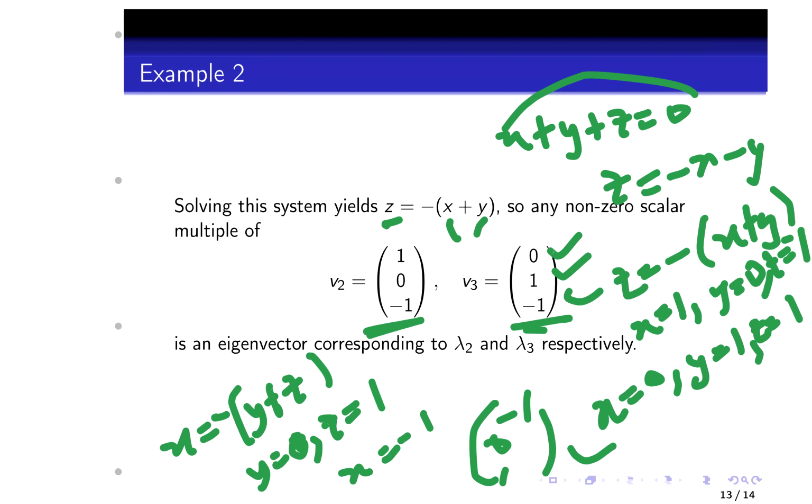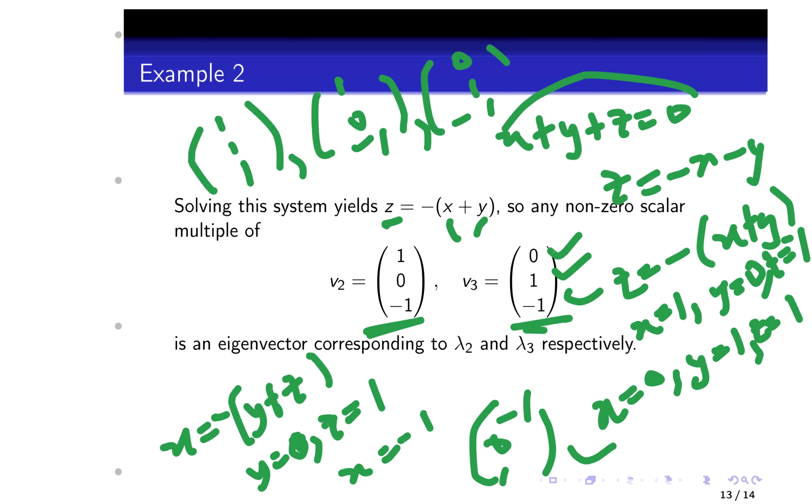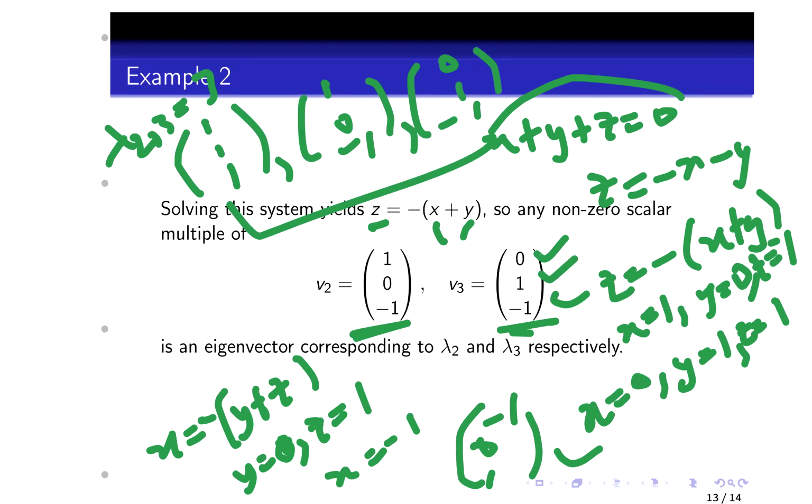So you have 1, 1, 1 for V1. V2 is 1, 0, minus 1. And V3 is 0, 1, minus 1. So that's for lambda 2 and lambda 3, which are actually 3. So, I mean, you have to make that decision that way. With some practice, you can actually get used to this. All right. So that's really important, how you go through solving all this.